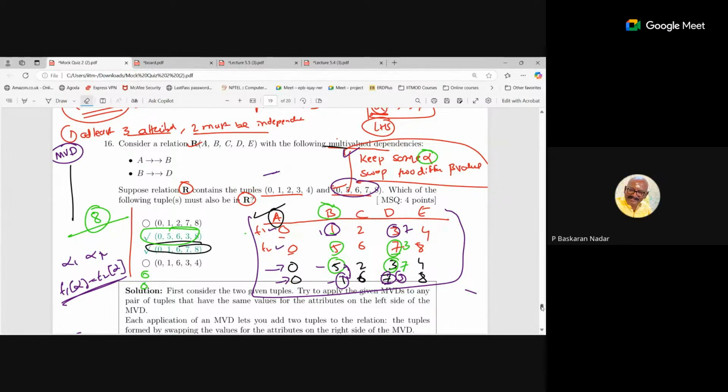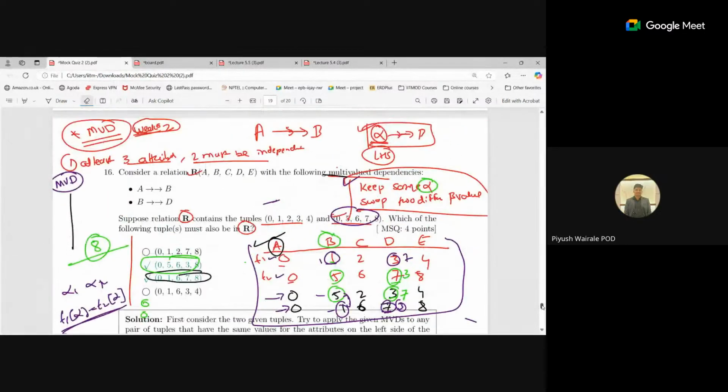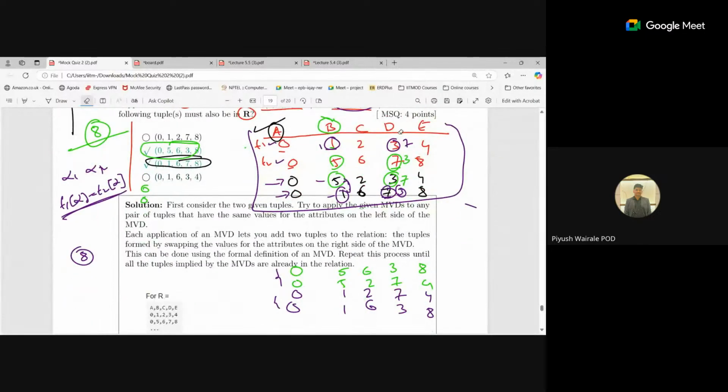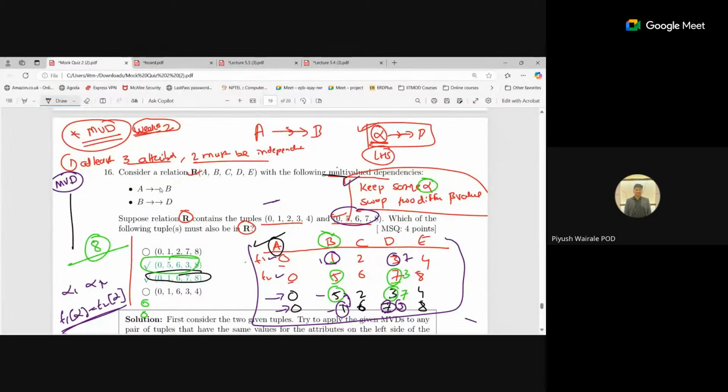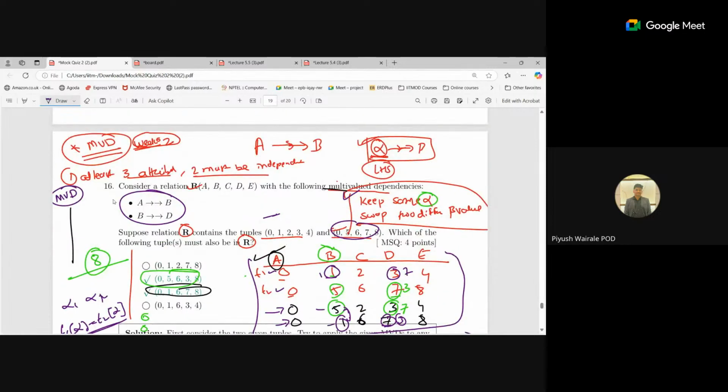Okay, how do we convert it to 4NF? Suppose we have these 5 attributes and we have these 8 rows inside the table, and the MVDs exist. Both MVDs exist here, right? Now we need to decompose this particular table. For the decomposition part, you can see here: A determines B is there, B determines D is there, right?